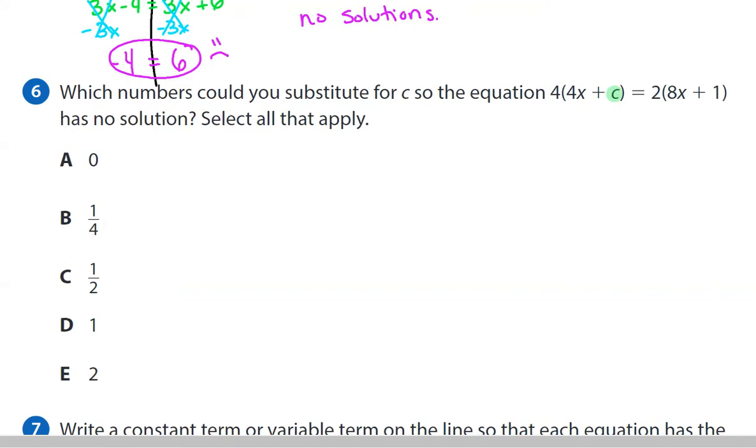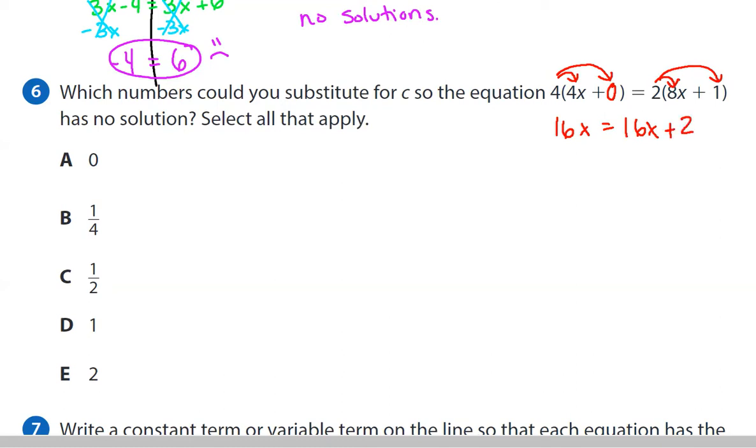I'm going to put the first one, that's 0. Okay, let's distribute these numbers here. So I've got 4x times 4, that's 16x. 4 times 0 is nothing, so I don't even need to put that. I've got 2 times 8x, that's 16x. And then I've got 2 times 1, so that's going to be positive 2.